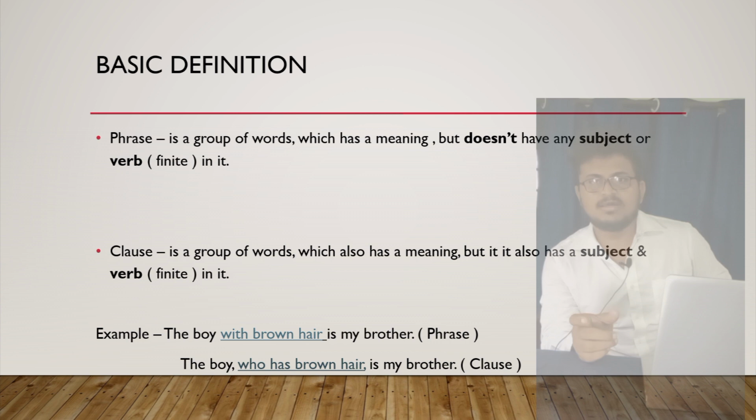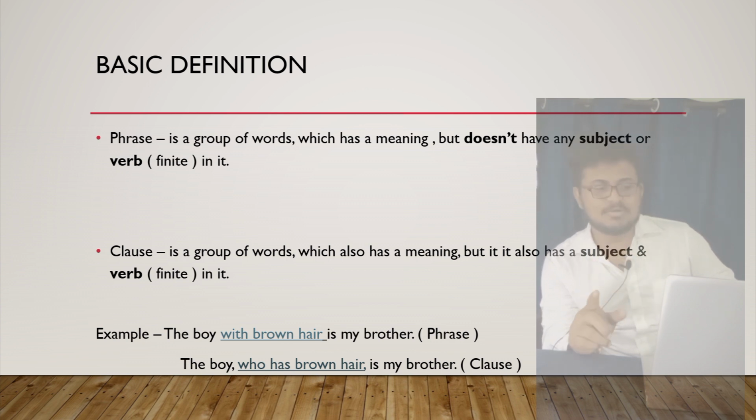"With brown hair" is an extra thing, but it is not the main thing which cannot be denied. The sentence cannot be formed without the main part, but that is not the case here. If you remove the boy, the sentence would not get formed, because you cannot form a sentence without a subject. But if you remove "with brown hair," you can still form a sentence. "With brown hair" is a group of three words, but look carefully: there is no subject and no finite verb.